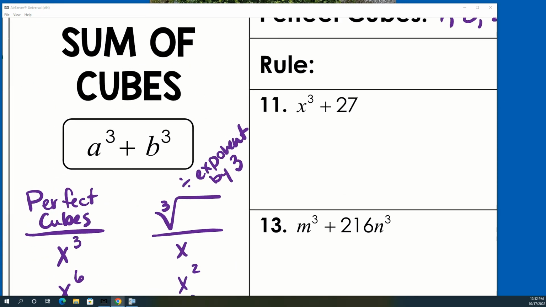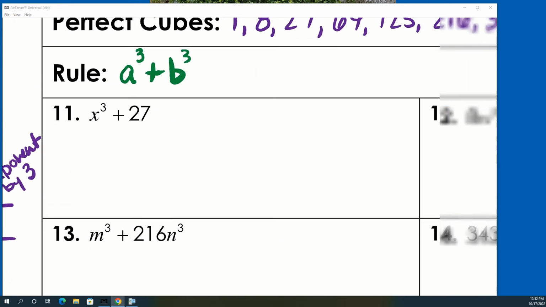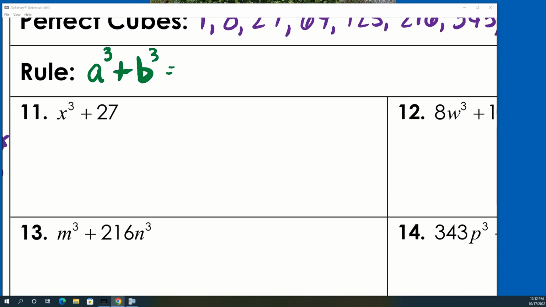Okay, so let me give you the rule for the sum of cubes. If we have a cubed plus b cubed, you're going to do a small set of parentheses for a binomial and then a large set for a trinomial. First thing you'll do is find the cube root of each of those, and then you put them in the small set and you bring over the plus sign. So the small set is just a plus b.